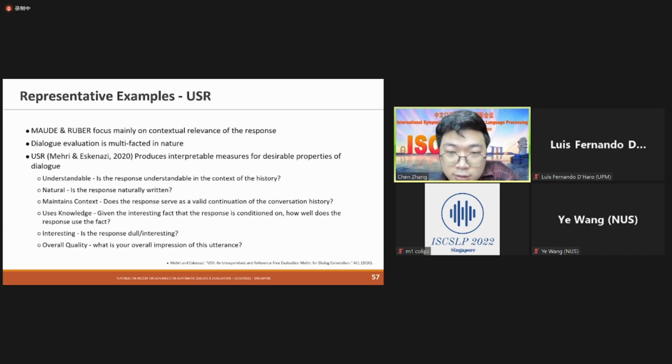And the last fine-grained one is interesting to us. We will try to see whether the response is engaging, whether it is dull or not. And then finally, the overall quality, which is the overall impression of the utterance.